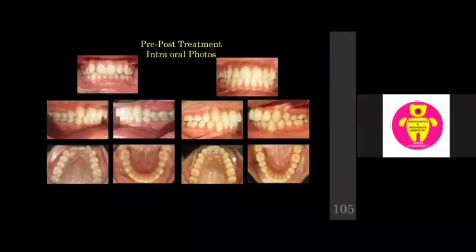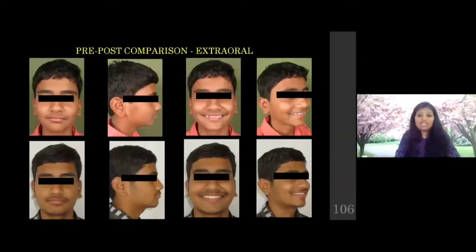So after this is the extraoral comparison. You can pretty much appreciate what we have done here. You can appreciate how the smile has improved drastically. This is again the magic of twin block.